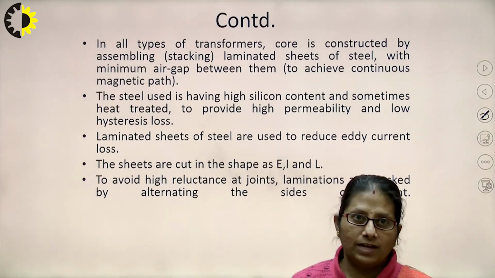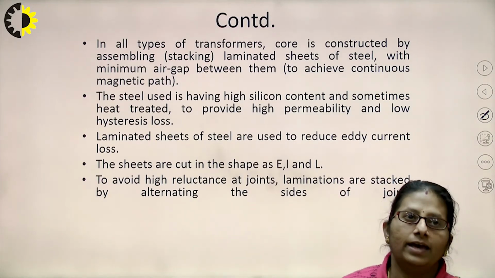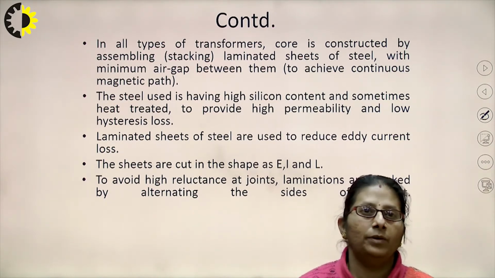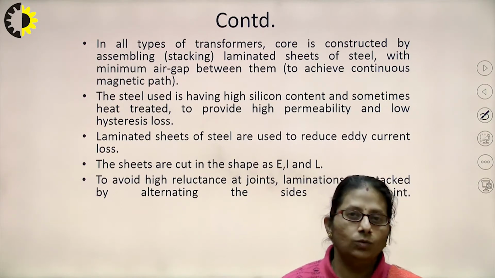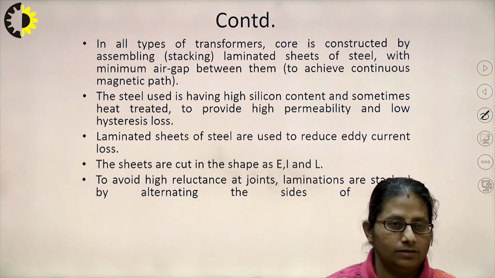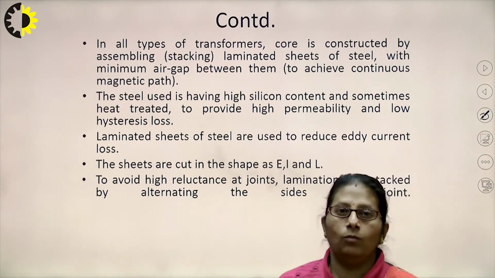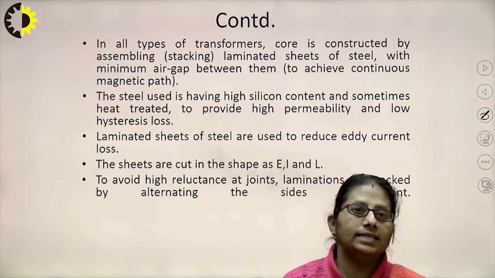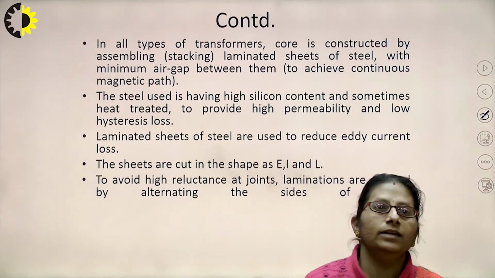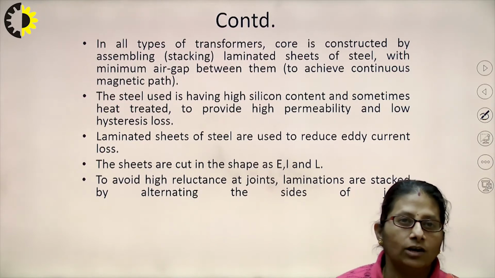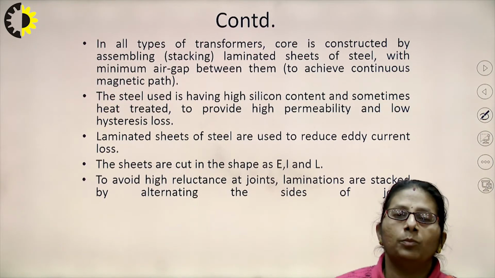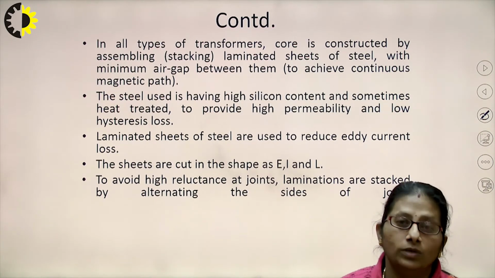In all types of transformers, the core is constructed by assembling or stacking laminated sheets of steel with minimum air gap between them. Why is this lamination done? Obviously, to reduce the eddy current losses. We will be discussing later what these eddy current losses are and how these laminations reduce them. Now, the steel used has a high silicon content and is sometimes heat treated also, so that the core has a higher permeability and low hysteresis loss.